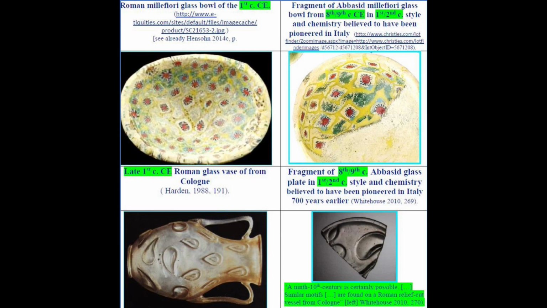All right. Now, the bottom example is the exact same problem, right? On the bottom left-hand side, we have a Roman glass vase from Cologne. Now this is dated to the 1st century. And on the right, we have another fragment, an 8th to 9th century Abbasid glass plate in the exact same style as the 1st century vase. The style is identical. The artistic style is identical.